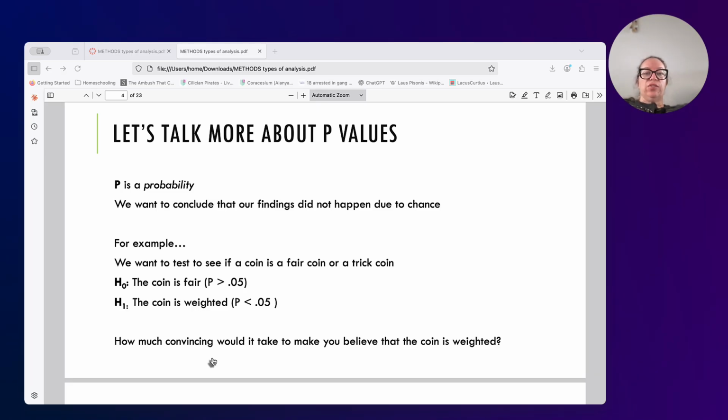So you might have a gut feeling about this yourself. But in science, that's what we use: P equals 0.05. If we find something that was less than 5% likely to happen if the null hypothesis were true, that's when we say maybe the null hypothesis isn't true anymore. Maybe we have some evidence to suggest that this isn't true.